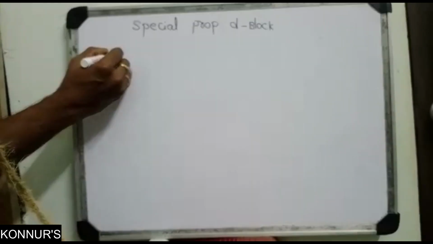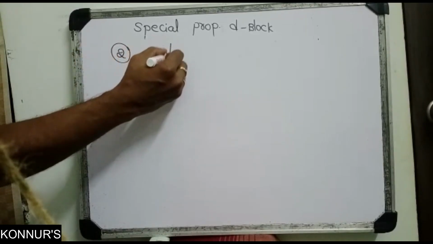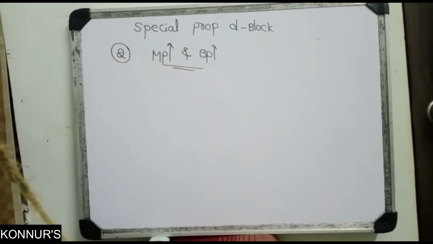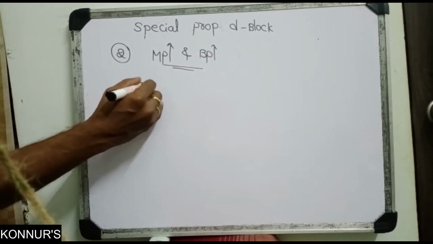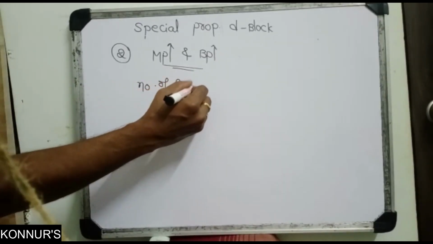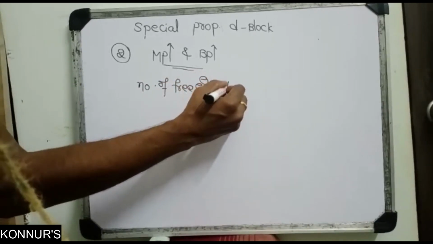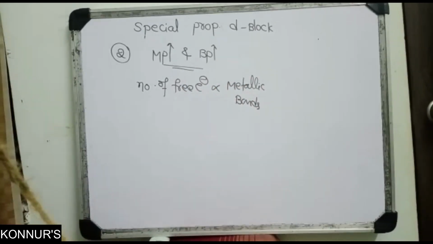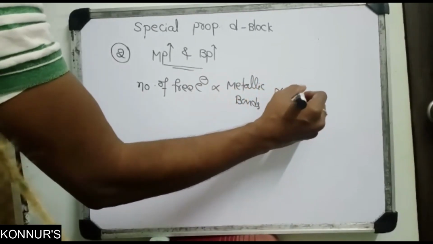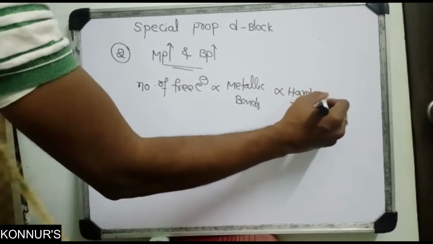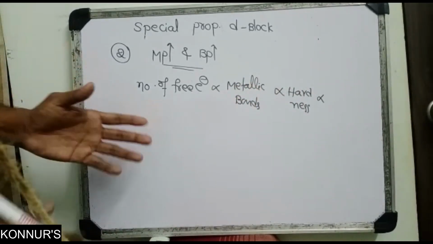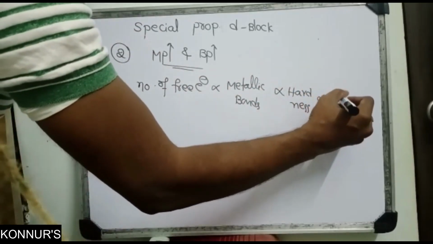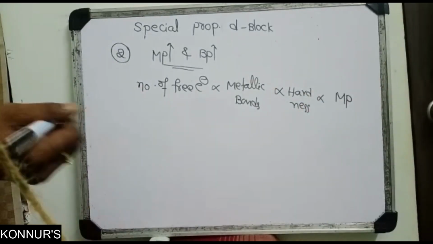Next, the second property. These have the highest melting points and the highest boiling points. See, here also it is the number of free electrons. When the number of free electrons increases, metallic bonds increase, so hardness increases. Metallic bonds are only attractions; to remove the attraction we must give more and more heat energy. So the melting point also increases.